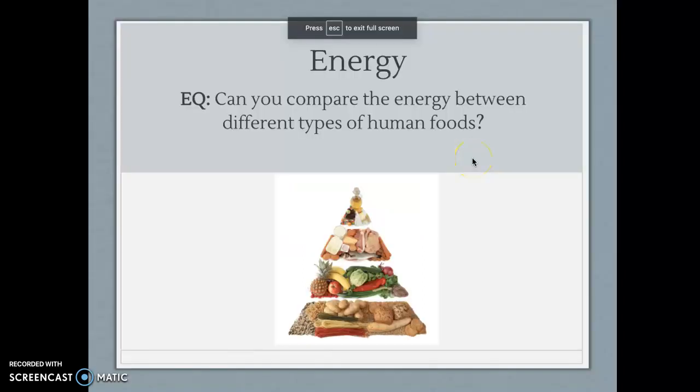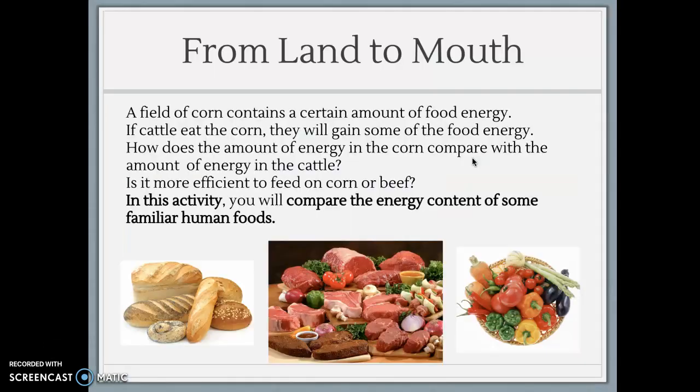So now what we're going to do is have you turn to page 12 in your packet and find the activity that's called the land to mouth activity. This is an activity that's going to teach you more about the pyramid of energy. And the essential question we want you to think about while you complete this activity is, can you compare the energy between different types of human foods?